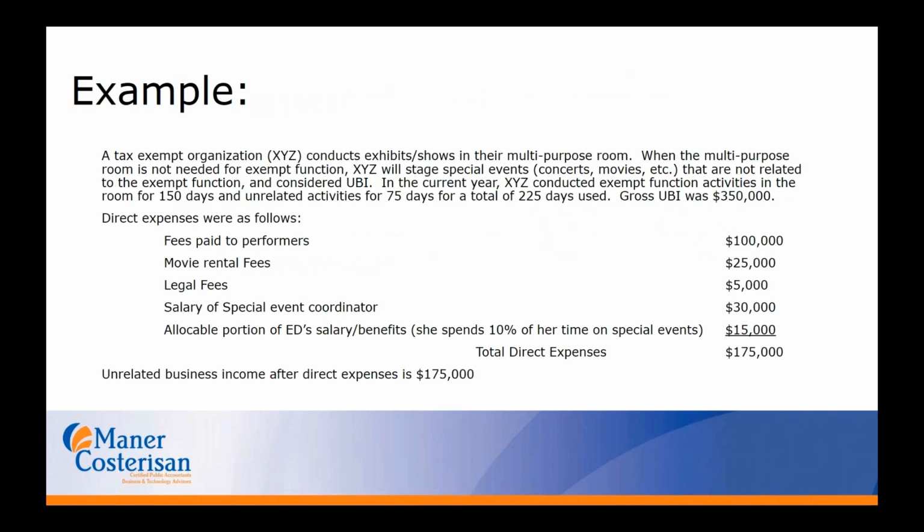So here's an example that I'm going to run through. We have a tax-exempt organization, and we're going to name it XYZ, because I'm so creative in naming organizations. XYZ conducts exhibits and shows in their multi-purpose room. When the multi-purpose room is not needed for exempt function, XYZ will have special events, concerts or movies or things like that, that are not related to the exempt function. And we've already determined that they are UBI. In the current year, XYZ conducted exempt function activities in the room for 150 days, and then unrelated activities, other concerts and movies, for 75 days, for a total of 225 days used. Gross UBI income was $350,000.